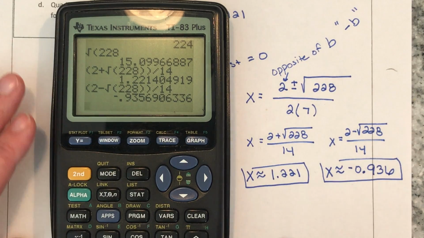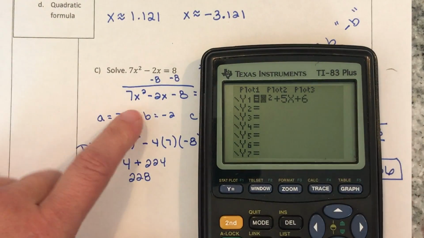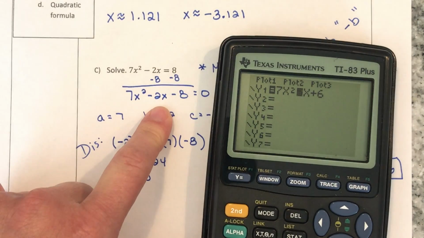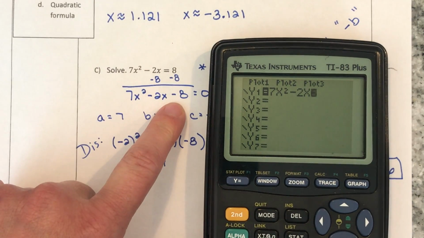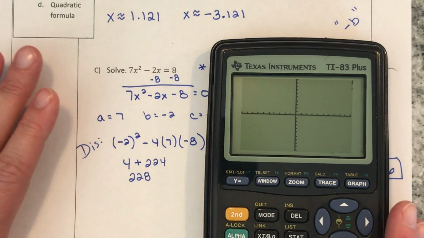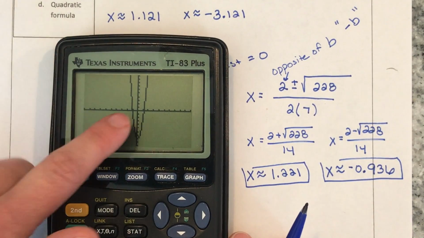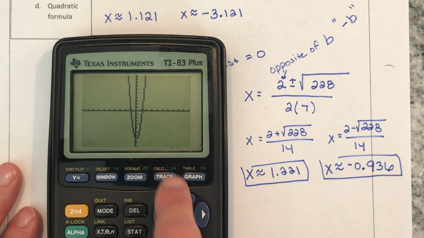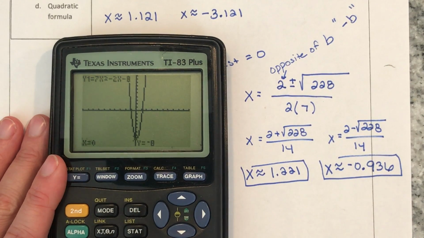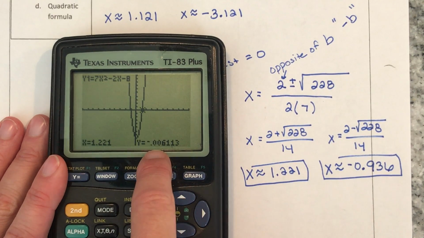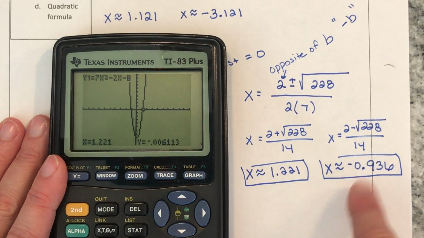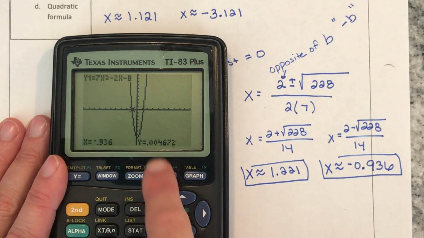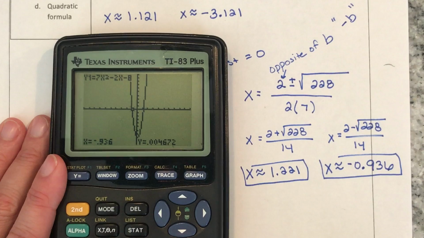If you have the ability to put it into a graphing calculator, you could trace along, or you could type in the answers you got. They should get you very, very close to the x-axis, because that's when it equals 0. So if I do trace and I type in my 1.221 and push enter, really goes to 0. And if I plug in my negative 0.936, it also gets me pretty darn close to 0.